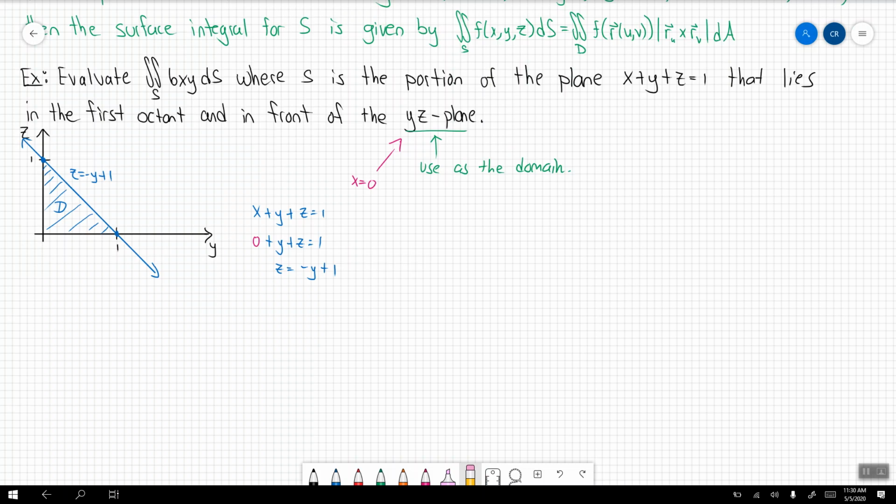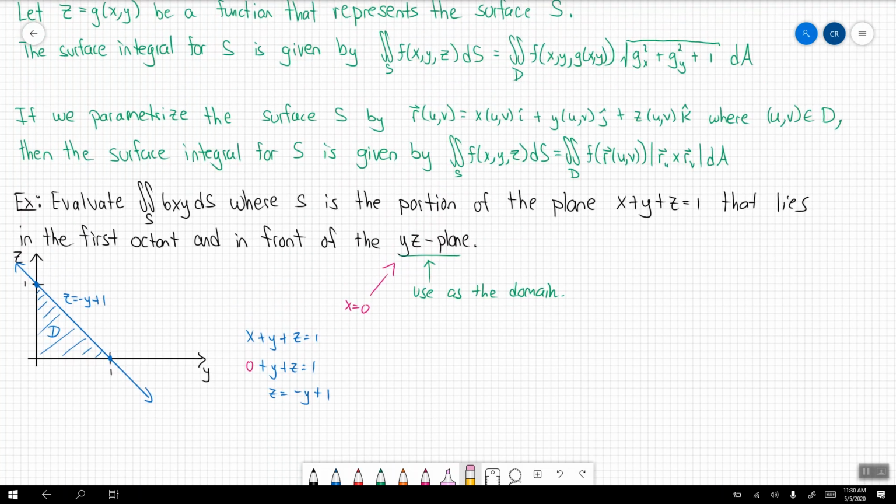Alright, it's looking good so far. Now, once I have this, I can start trying to set up my double integral for this surface integral. That's going to be this piece right over here. I scrolled a little bit downward so you can see what I'm looking at up here. This is the formula that I want to use for my surface integral.